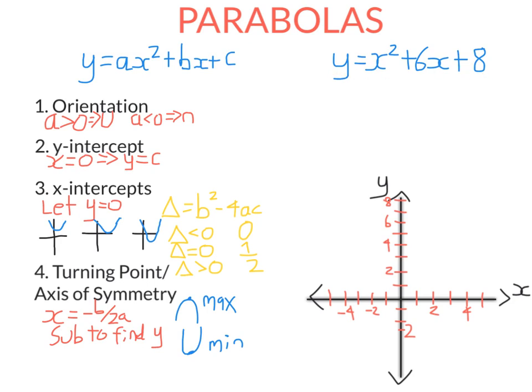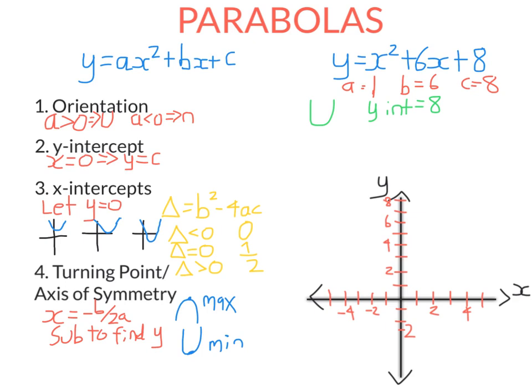I want to turn this equation into a graph. Because of this x squared term, I know it's going to be a parabola. The first thing I need to do is identify a, b, and c. b is clearly 6 and c is clearly 8. But if there's no number written in front of the x squared term, then it's 1. A in this case is equal to 1. Because a is 1, and 1 is obviously a positive number, this parabola will have a smiley face orientation. It will be like that. Because c is 8, its y-intercept will be 8.